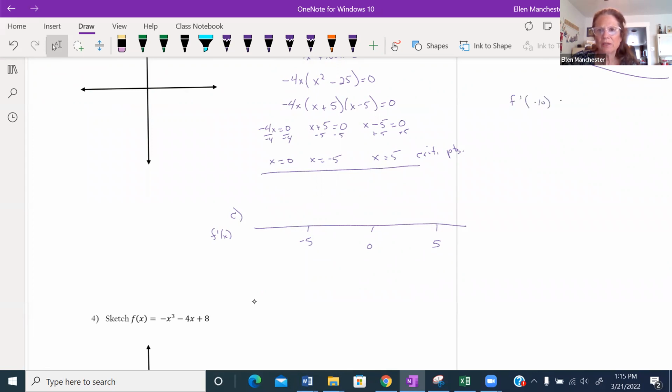So plug in any value less than -5. And this is where I'm going to use, again, this factored form. So -4 times -10 is a positive. -10 plus 5 is a negative. And -10 minus 5 is also a negative. So I have a positive. So this is going uphill.